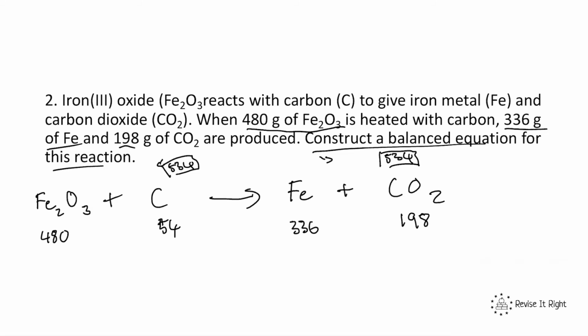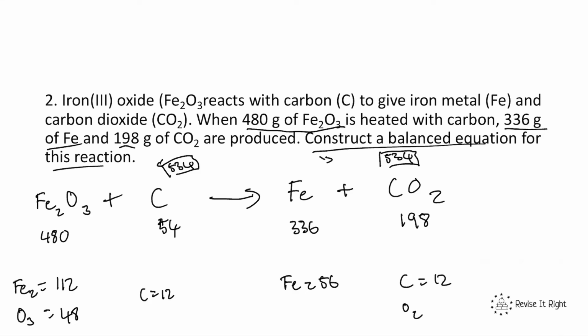Then what we need to do, of course, is write the MRs. We need to work out the MRs for all of them. So Fe2O3, so Fe2, if we work out the MR of that, we get 112. And O3, we work out the MR of that, we get 48. The MR of carbon is 12. Moving on, the MR of Fe is 56. Okay, so one Fe is just 56. And then carbon, C, gives us 12. And O2 gives us 1 oxygen 16, O2 32.